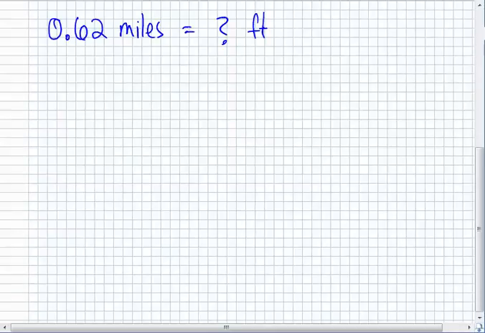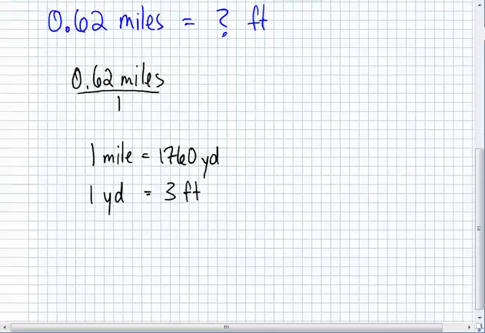With the imperial system, because it's not a base 10 system, the conversion factors are not 1,000 or 100 like it was for the metric system, but it works the same way. We're going to set this up just like we did the last problem. Start with what you know and go from there. So 0.62 miles. I don't have a conversion factor directly for miles to feet, but I do know that 1 mile is equal to 1,760 yards, and 1 yard is equal to 3 feet. So I can use 2 different conversion factors to figure this out.